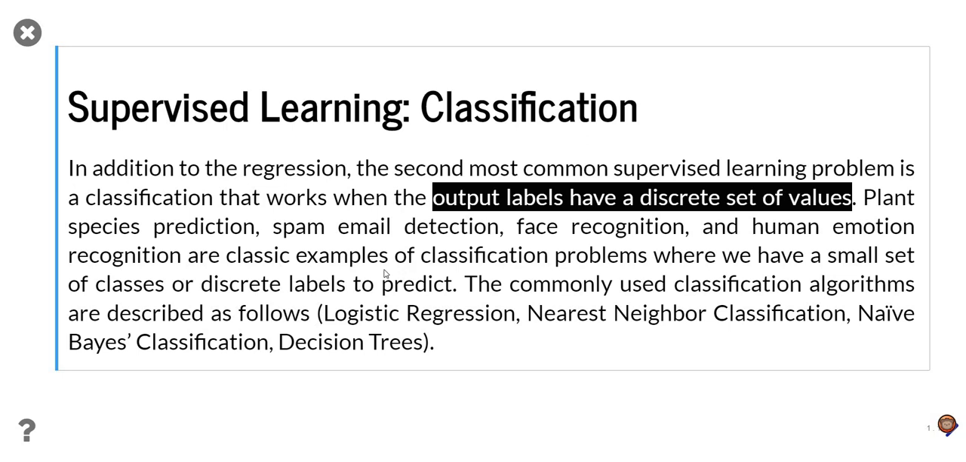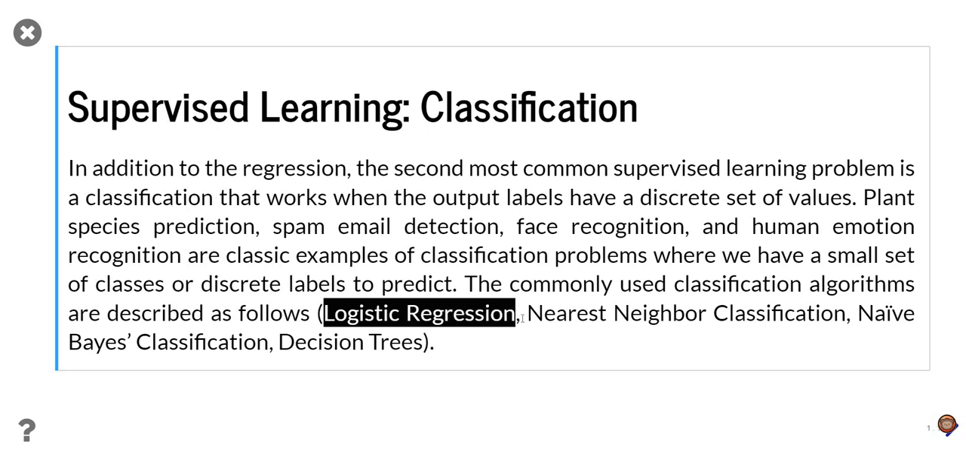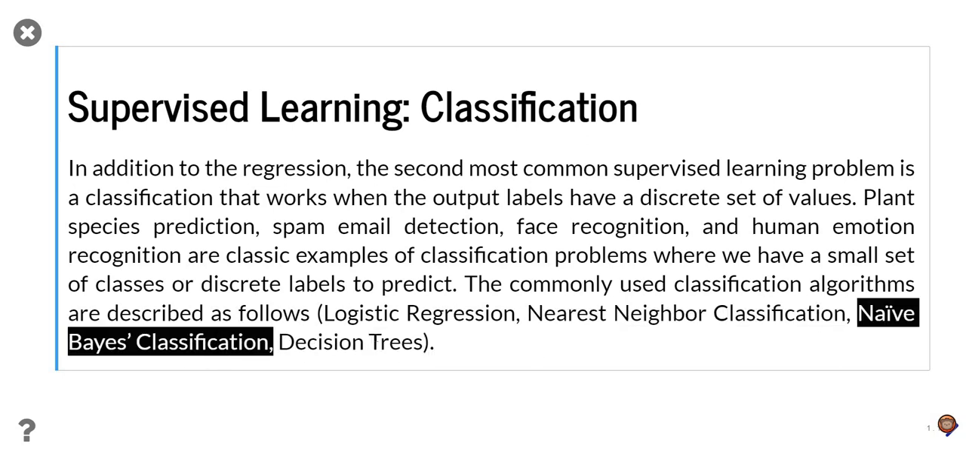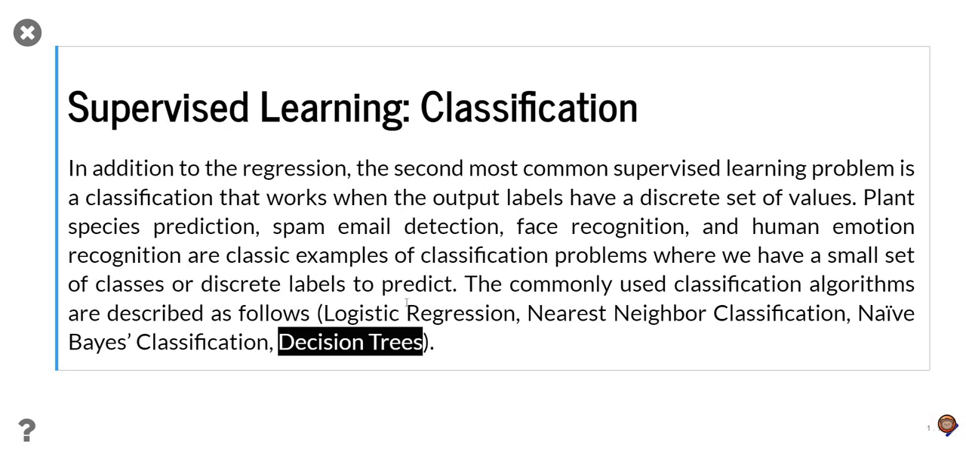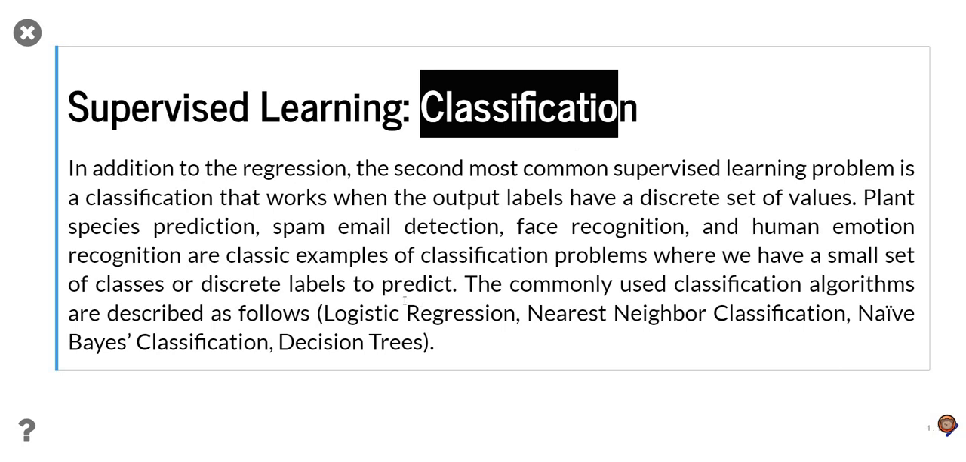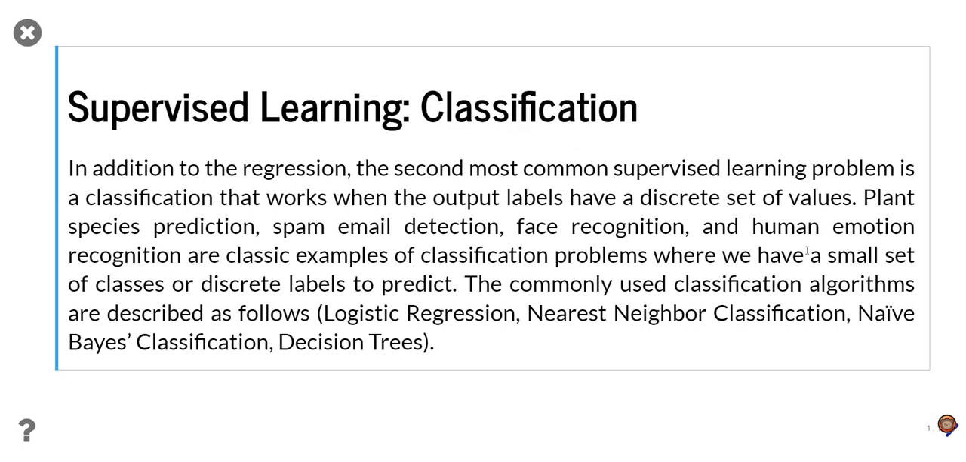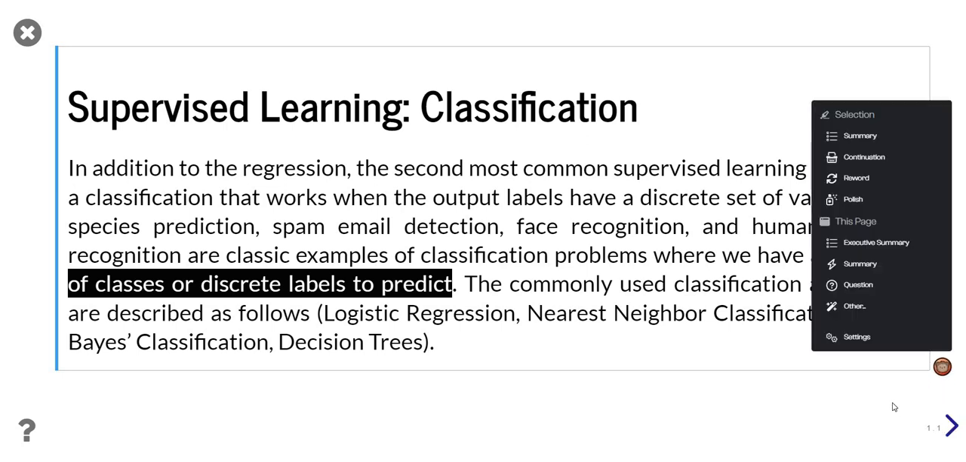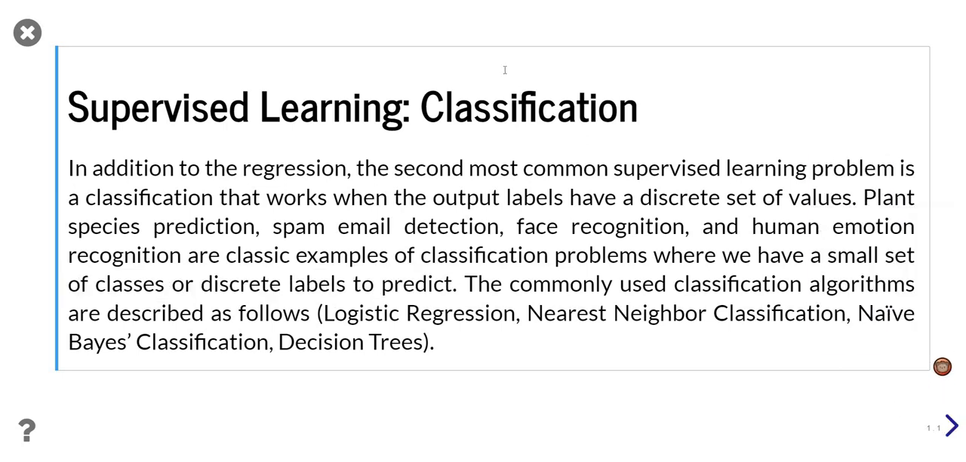So here are some of the classic algorithms. Logistic regression is what we're going to see, and then we will look at nearest neighbor classification, naive Bayes classification, and decision trees. These are all supervised learning algorithms which fall under the classification field. So we're going to look at that. We use all these algorithms when you have a small set of classes or discrete labels that you want to predict, using supervised learning and classification.